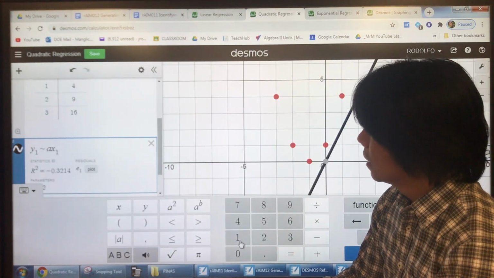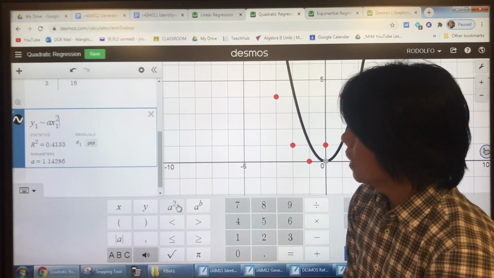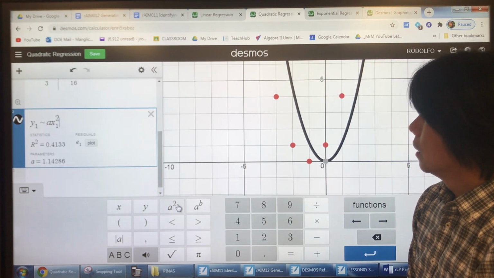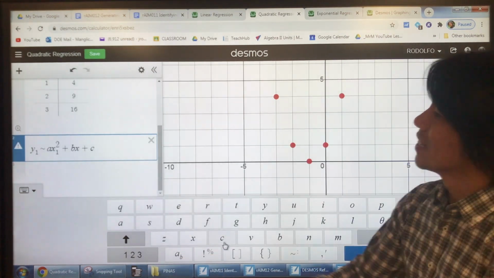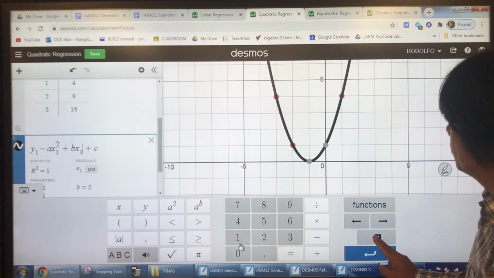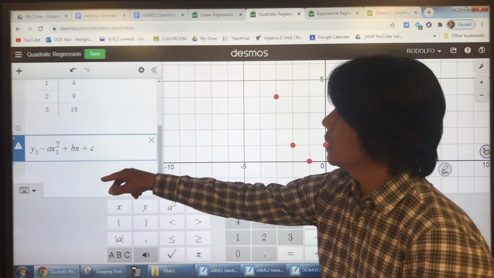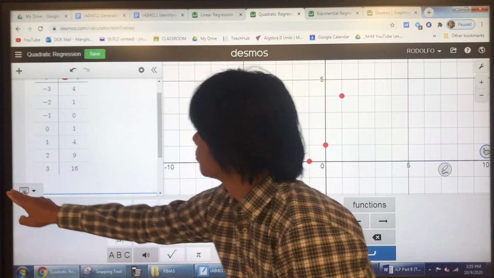X sub 1 to the second power. You see this a to the second power? That's your second power. Alright? Plus. Here we go. You see without it completed, you see the points right here?